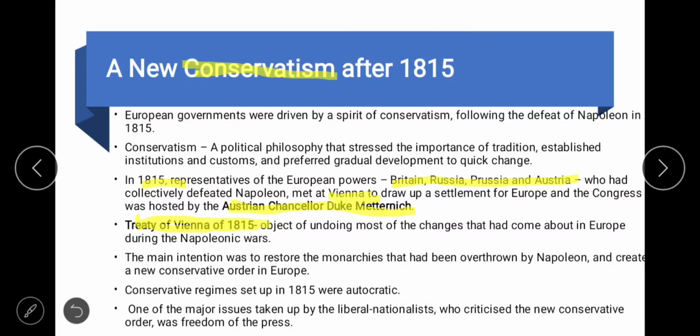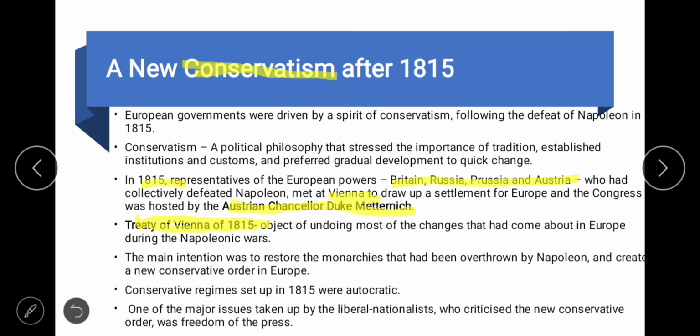And then these monarchs and aristocrats set up a series of states on the boundaries of France. For what? To prevent French expansion in future. Yet, the German Confederation of 39 states that was set up by Napoleon was left untouched. That is, the main intention was to restore the monarchies that had been overthrown by Napoleon and create a new conservative order in Europe. So, it's obvious that the conservative regimes set up in 1815 were autocratic, and they didn't tolerate criticism.